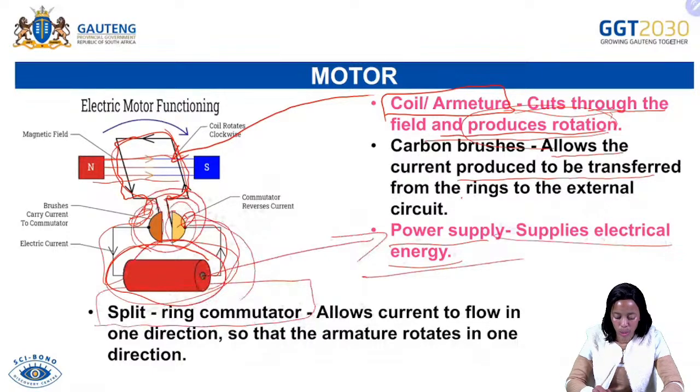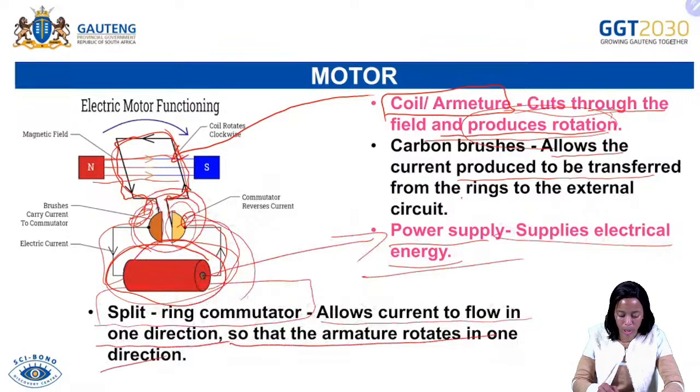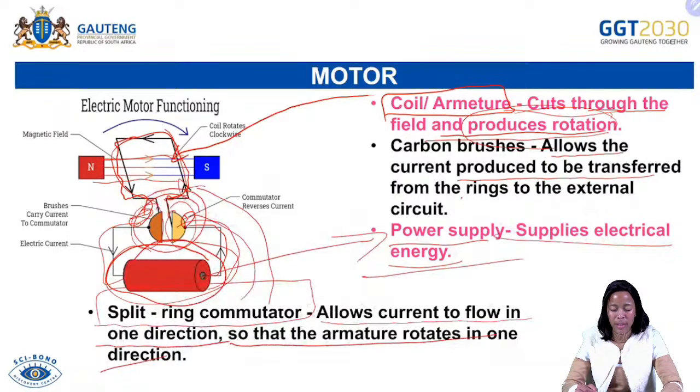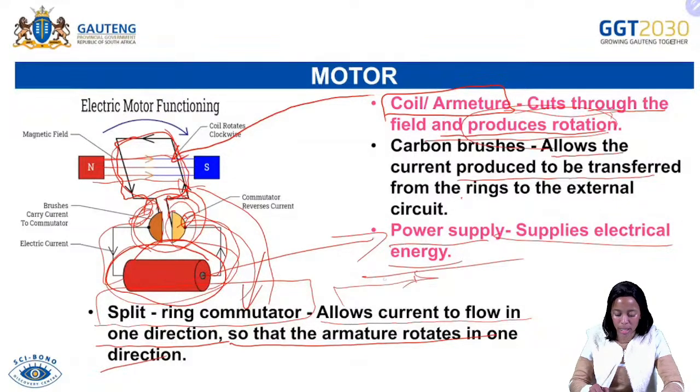Then a split ring commutator, it says, allows the current to flow in what? It allows the current to be flowing in one direction, so that the armature rotates in one direction, so that this wire is able to rotate in the very same direction. But it therefore means that with a slip ring, we are going to have the current that is not flowing in one direction there.